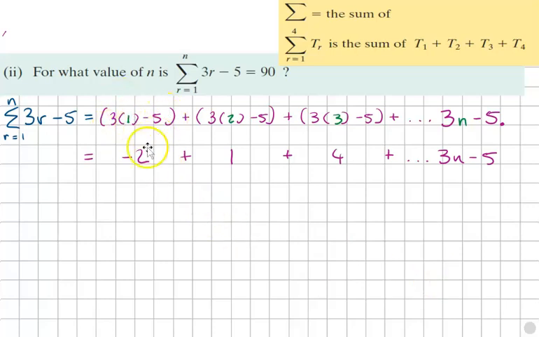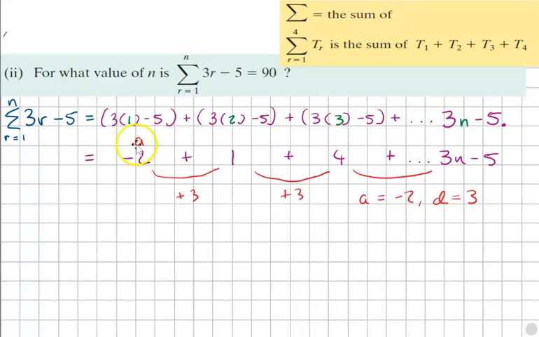So 3 times 1 minus 5 is minus 2. 3 times 2 minus 5 is 1. 3 times 3 minus 5 is 4. Plus ... 3n minus 5. Again, this just stays the same. This just represents the final term. So A is the first term, which is minus 2. And we get the common difference to be 3. So A is equal to minus 2. D is equal to 3.